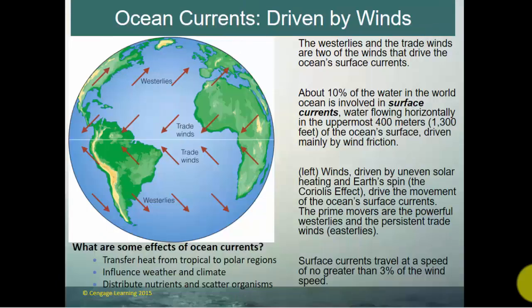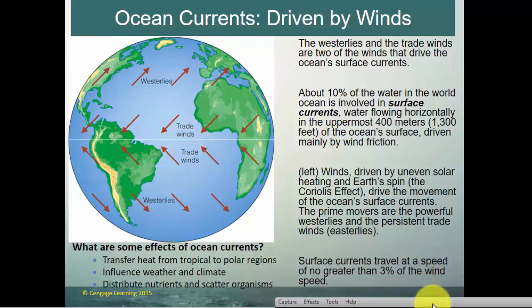So first and foremost, ocean currents are driven by winds. The westerlies and the trade winds are two of the winds that drive the ocean's surface currents. You can see the westerlies blow from west to east at the surface, and the trade winds from east to west. What that allows to happen is that you start to get a clockwise flow in the northern hemisphere and then a counterclockwise flow in the southern hemisphere.